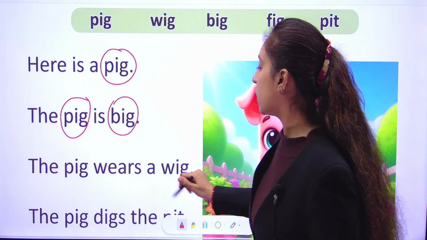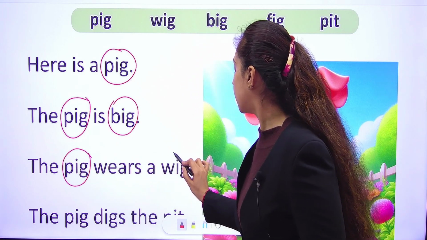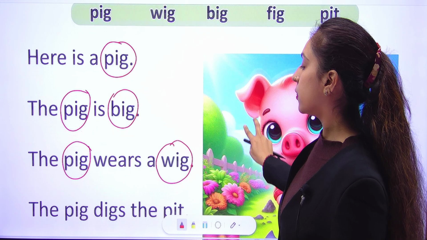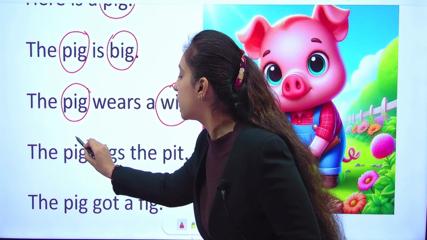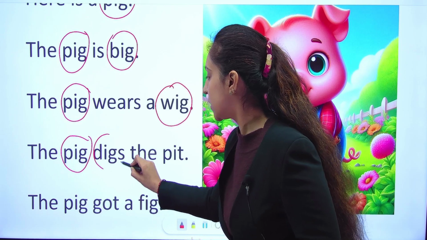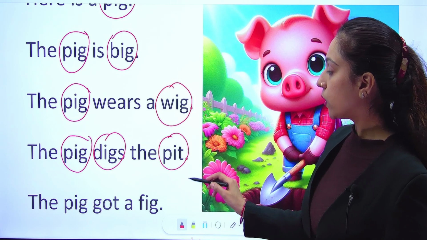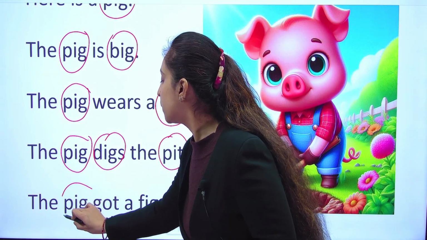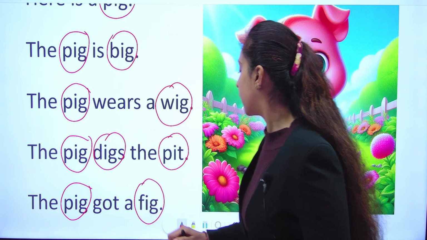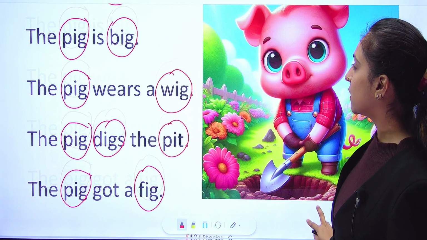The pig wears a wig. W-I-G, wig. The pig digs the pit. P-I-G, pig. D-I-G-S, digs. P-I-T, pit. The pig got a fig. P-I-G, pig. F-I-G, fig. So we have done this also.